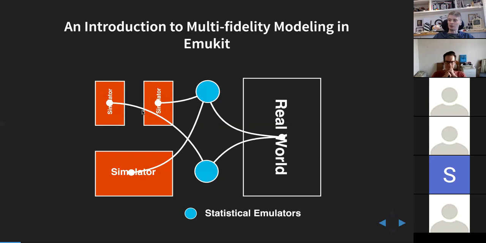So this one's trying to adjudicate between this simulator here and the real world data here. This emulator here is adjudicating between one low fidelity simulation, the small box, and a high fidelity simulation, and then trying to relate them to the real world. And that's the idea of multi-fidelity emulation.